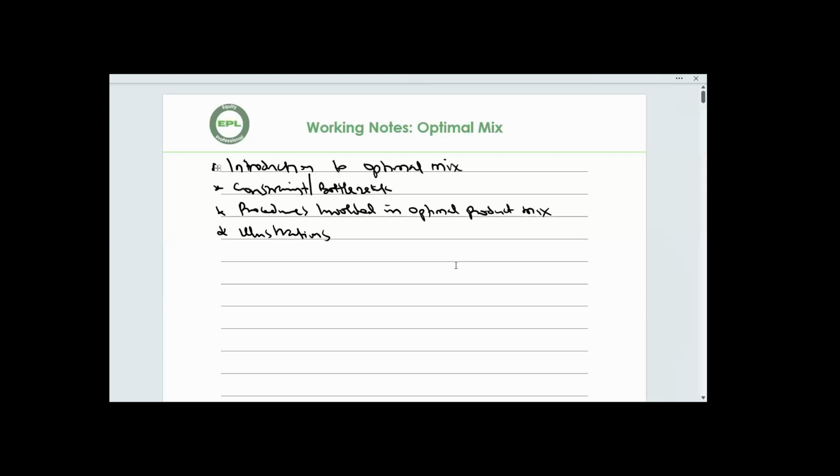What do you understand by optimal mix decision? The optimal mix decision represents the process of allocating limited scarce resources in a judicious and efficient manner in order to achieve organizations' contribution. It should be noted, let me put it down.